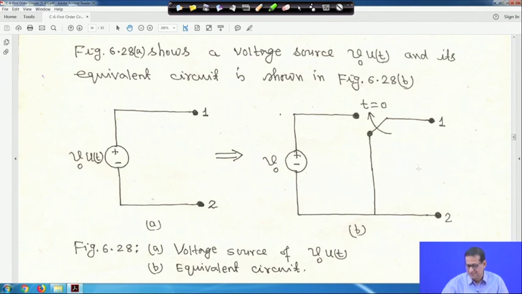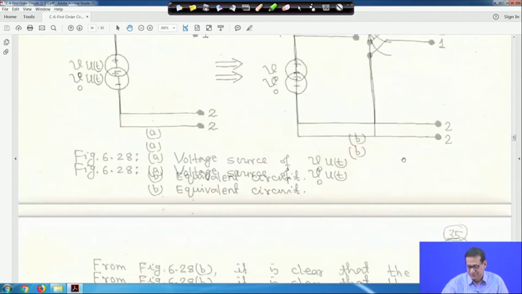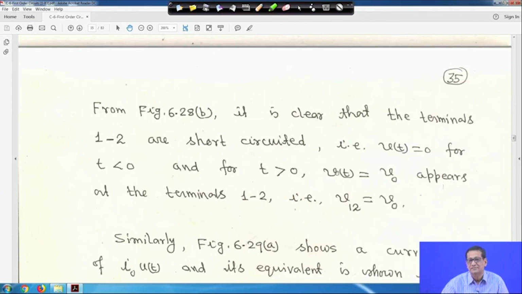And the second thing is, if the switch moves from this position to that position at t equal to 0, then at that time V12 is equal to V0, that is V(t) is equal to V0. So this has all been explained here.